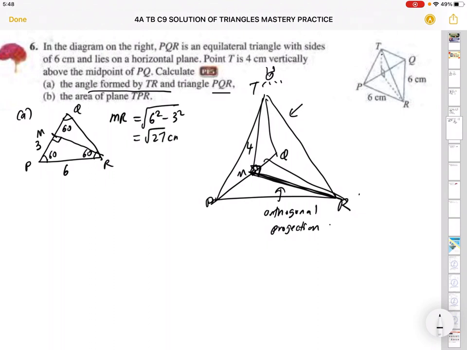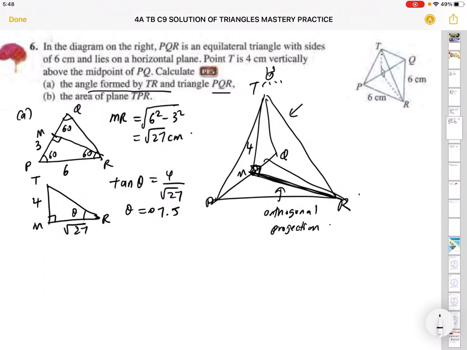Alright, so then I'm going to draw this shape here. I'm going to draw T, this is M, this is R. I know MR is square root 27. I know T is 4 cm vertically above M. And to find the angle between line TR and the plane PQR, that means we are finding angle TRM. We can just call this theta. So here I use tangent, theta is 4 over square root 27. I don't have to use cosine rule or sine rule. Just use SOHCAHTOA, shift tangent 4 over root 27. I got 37.59.